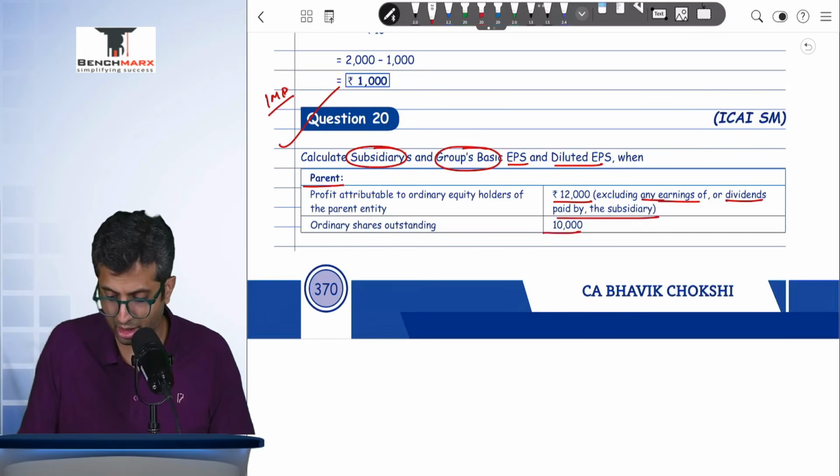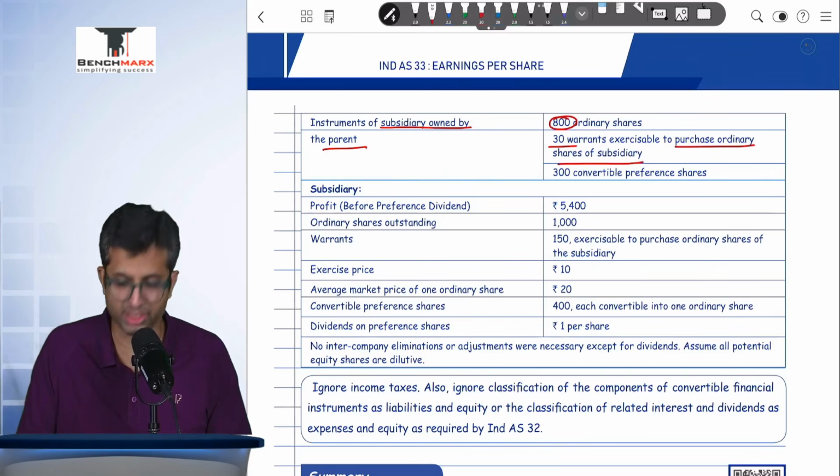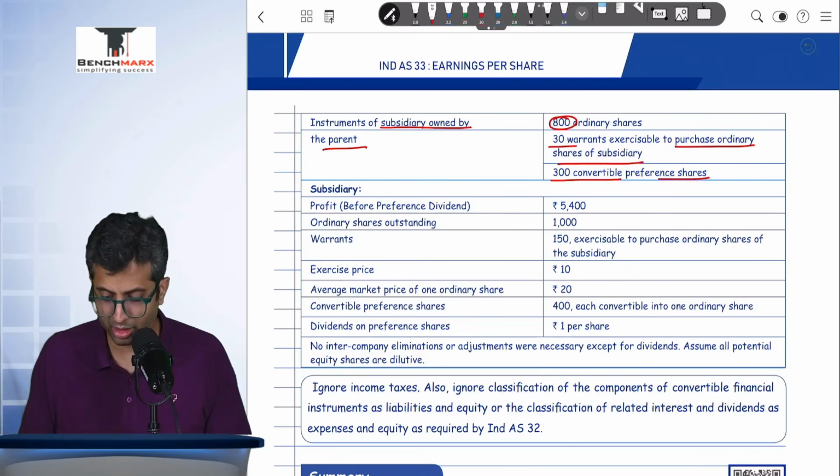Ordinary shares outstanding are 10,000. Further, instruments of the subsidiary which are owned by the parent will be 800 ordinary shares of the subsidiary, 30 warrants exercisable to purchase ordinary shares of the subsidiary, and 300 convertible preference shares. These are held by the parent.